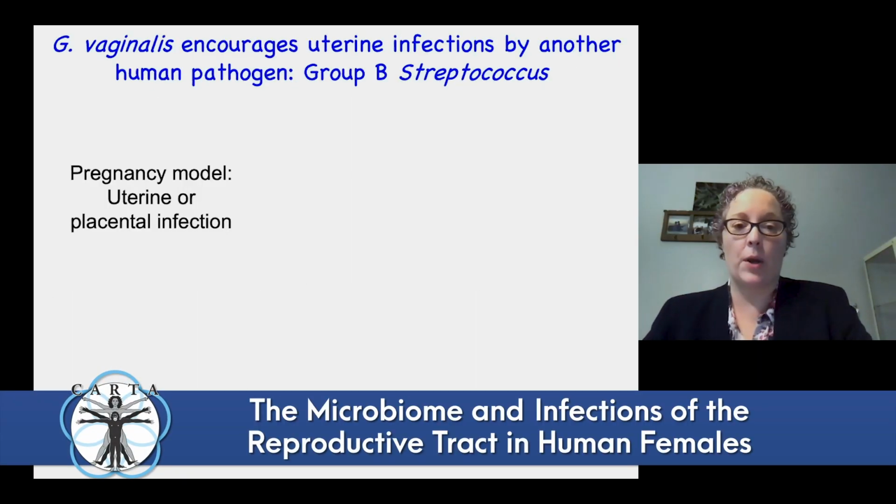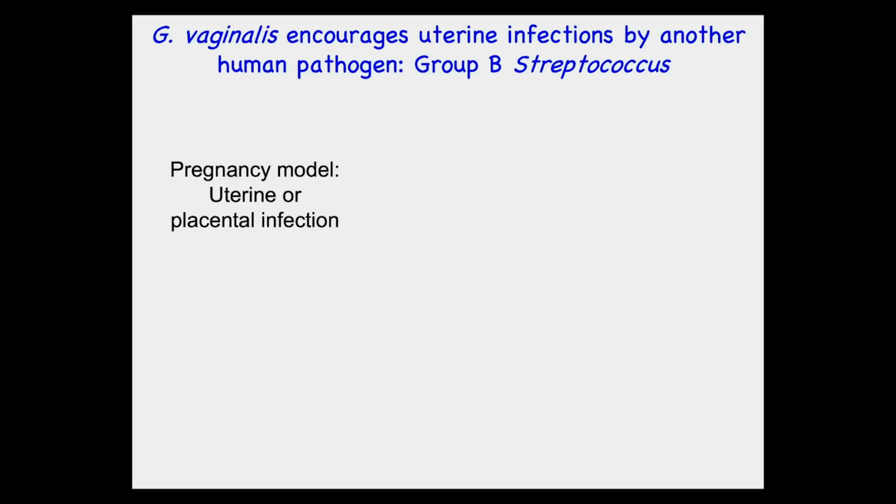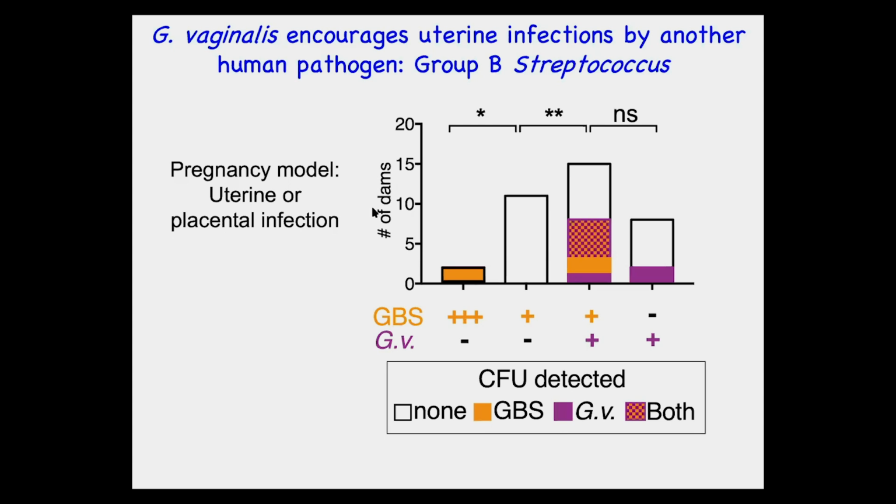In a mouse model of pregnancy, we found that Gardnerella vaginalis can encourage uterine infection by another human pathogen, group B streptococcus. Now here what you're looking at is the number of pregnant females where you actually see evidence of live bacteria coming out of uterine or placental tissues. When GBS is delivered in high numbers, all of the animals that were studied got infected in the upper reproductive tract. When GBS was introduced at lower numbers, there were no infections of the uterine or placental tissue.